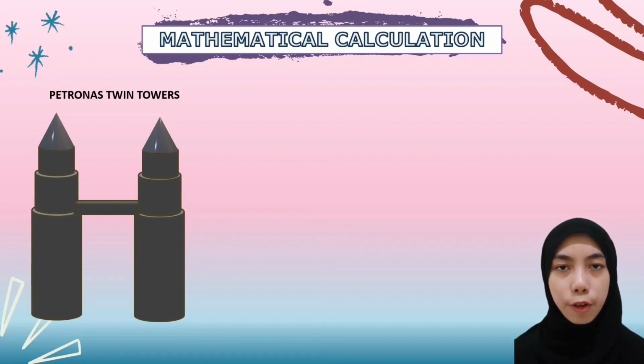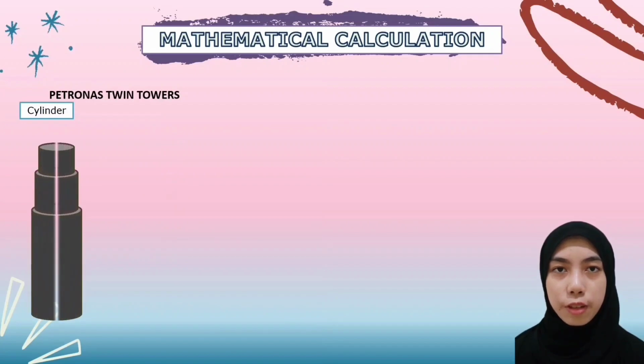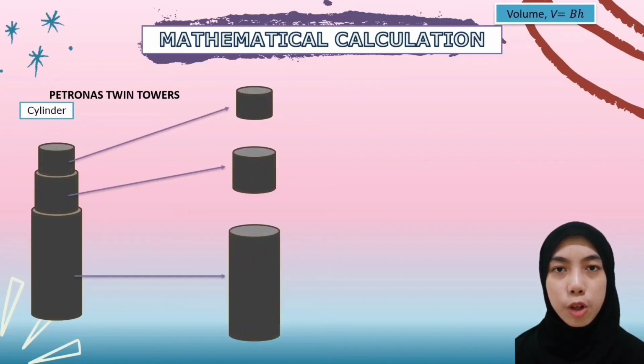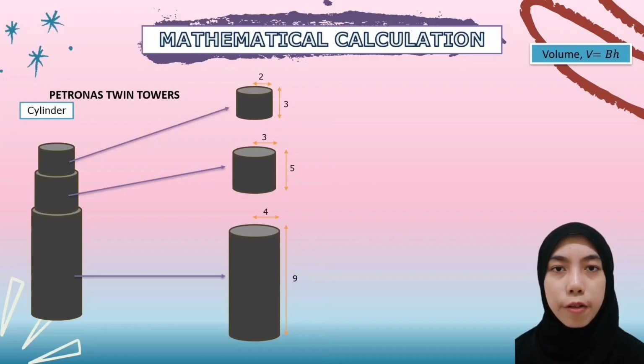Last topic for mathematical calculation is to find the volume for Petronas twin towers using the same geometry shapes as before. Those are the formulas for our triple C. Start with the 3 stages of cylinder. The formula to find volume of cylinder is given in this slide. The information in each cylinder follows in the slide, ready for you to calculate. Put the radius and height measurements in the formula and you will get the answer like that.